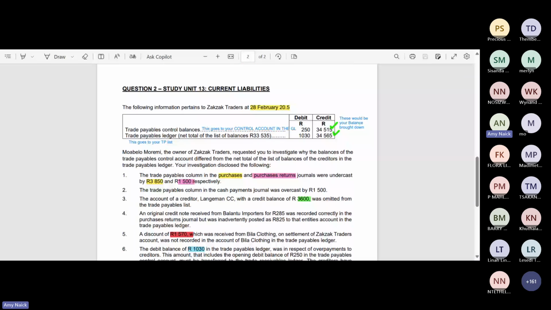So obviously they're giving us the trade payables control balance up here, which means this balance here needs to come through in this accounting record.